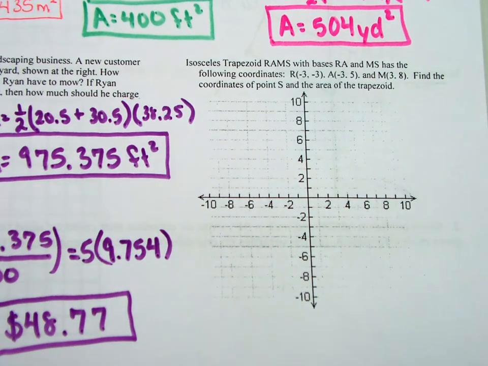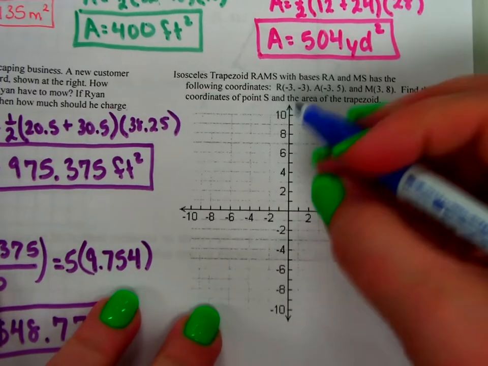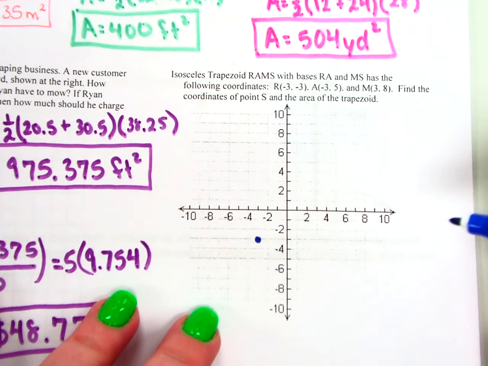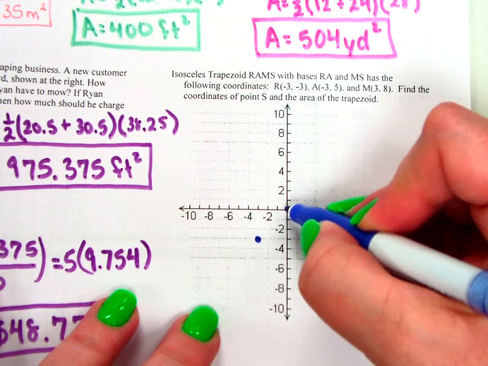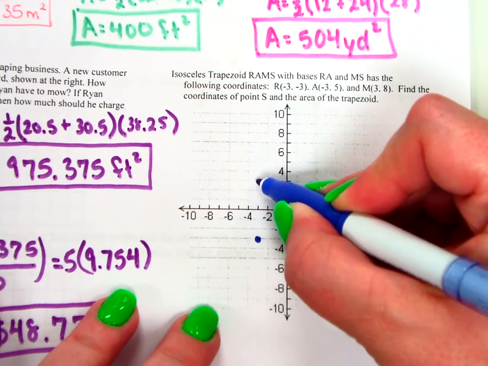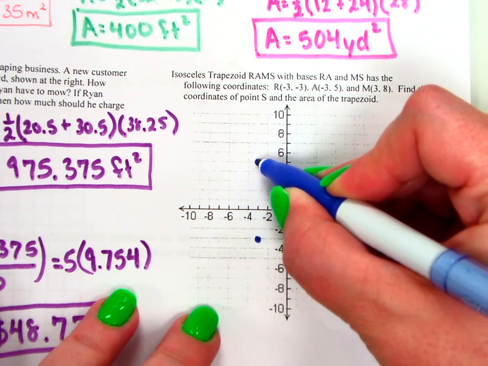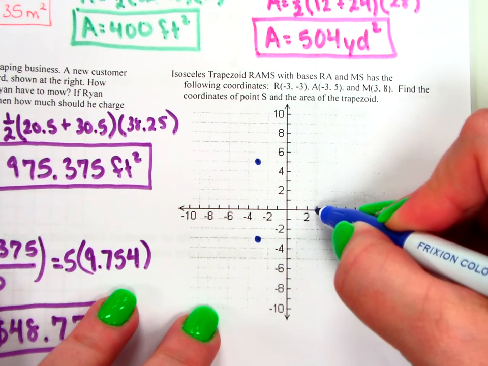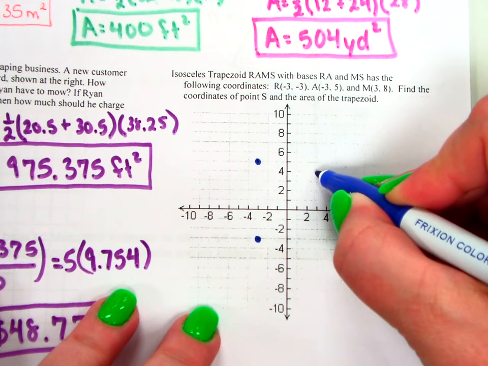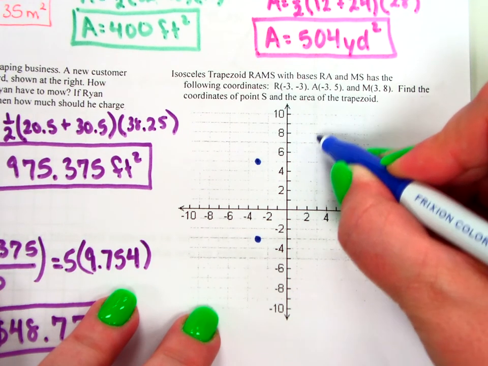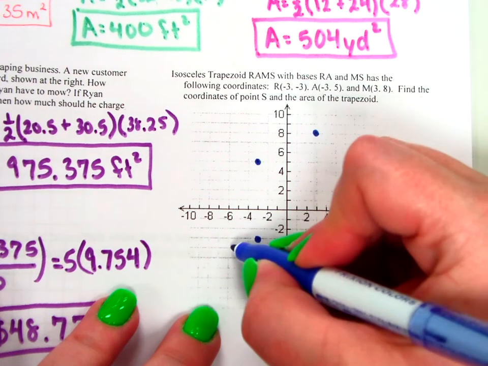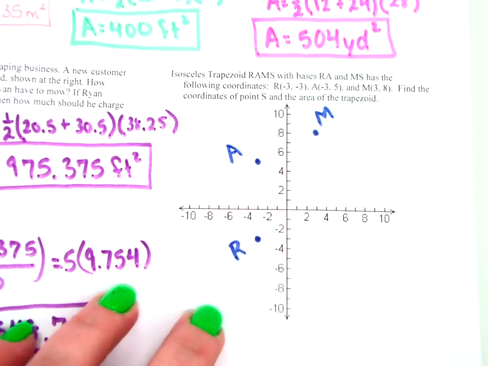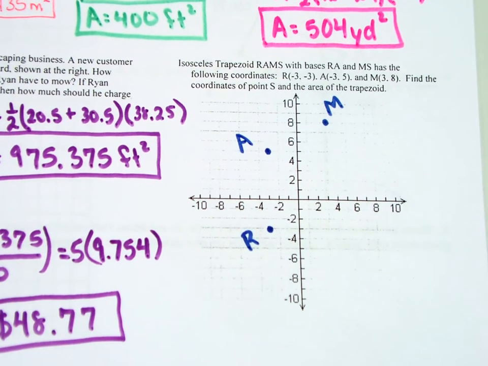All right, so let's plot those points that we know. R is at -3, -3. A is at -3, 5. M is at 3, 8. So here's R, here's A, here's M.